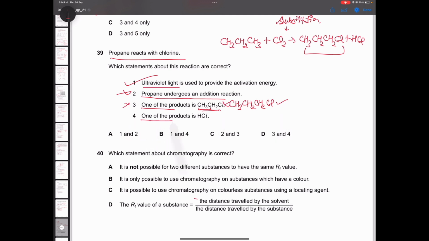One of the products is HCl, is it? You can see it here. So this is also correct. Statements 1 and 4 are correct, so option A is the correct one. No, sorry, my bad. Statement 1 is correct and 4 is correct, so option B is the correct one. Statement 2 itself is not correct because it is not an addition reaction, it's a substitution reaction.